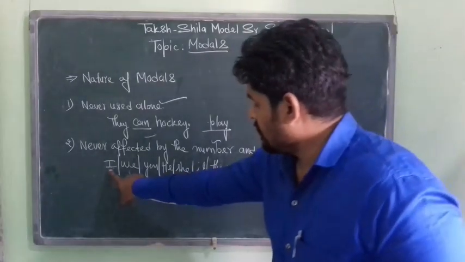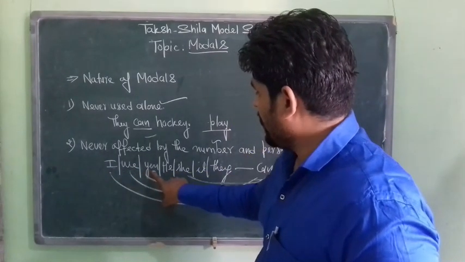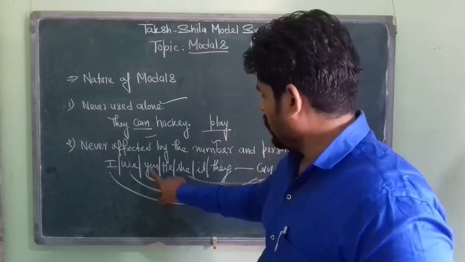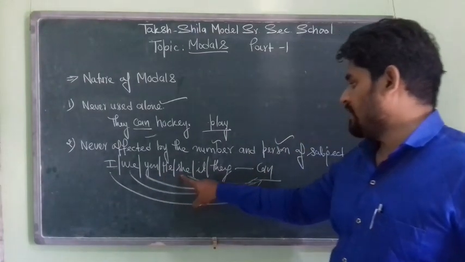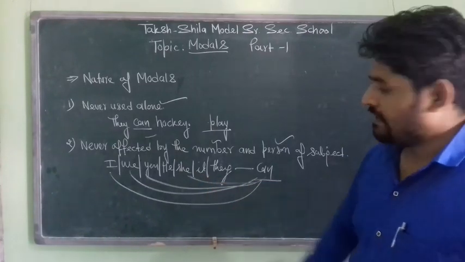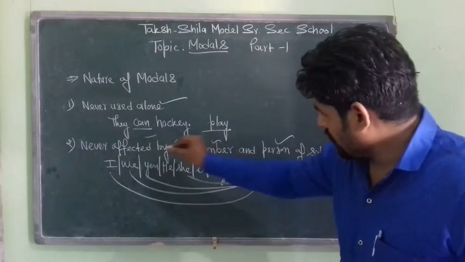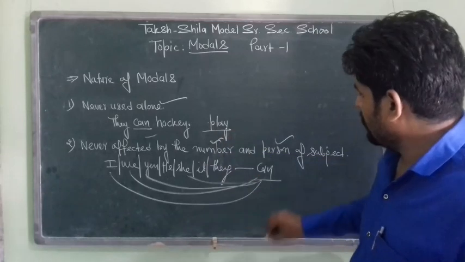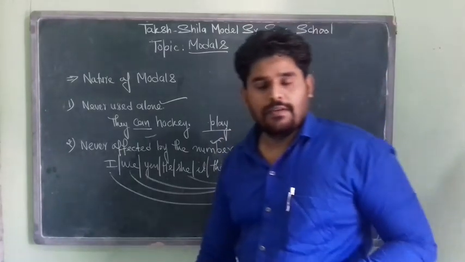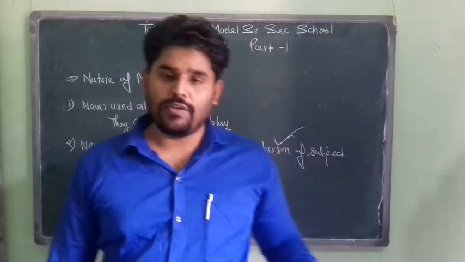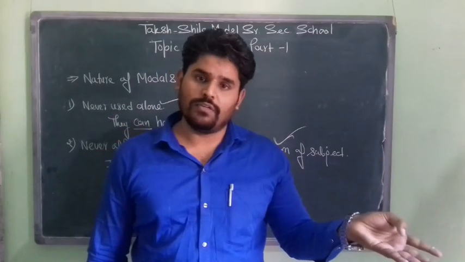Number here means this is singular number, this is plural number, this is again singular and plural. We can use you for both the numbers. Here he, she, it are singular, whereas they is plural. So modals are not affected by either number or person. Whether the subject is in singular number or plural number, we are going to use the same modal, right?